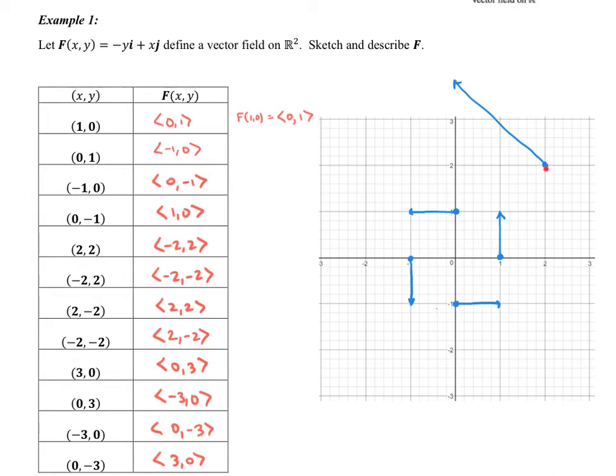So x is 2, y is 2. Put a dot. Then we have the vector negative 2, 2, which means we go to the left 2 units and then up 2 units, and we draw in our vector. Okay, I'm going to continue going, so I'm going to pause again.